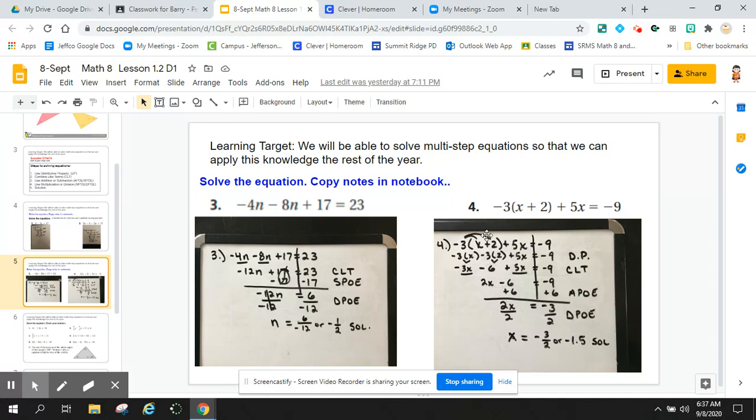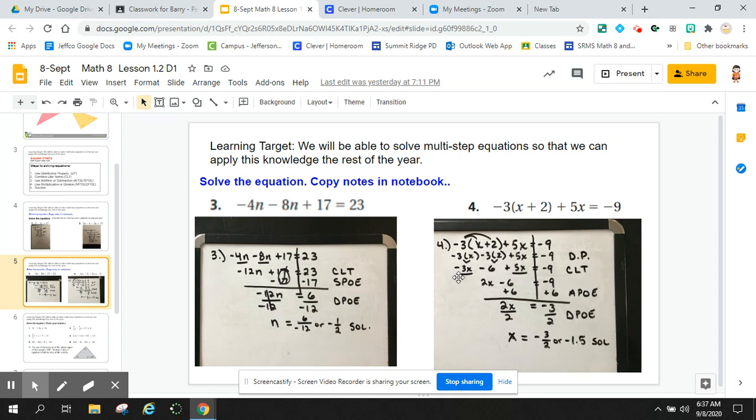Number 4, I see parentheses, so I have to use distributive property. I'm going to take the negative 3 and multiply it times x. So I put it right here. Negative 3 times x is negative 3x. Then I have to distribute the negative 3 to the positive 2. Negative 3 times 2 is a negative 6, so I wrote it right here. I just brought down the 5x equals negative 9. So here I use distributive property.